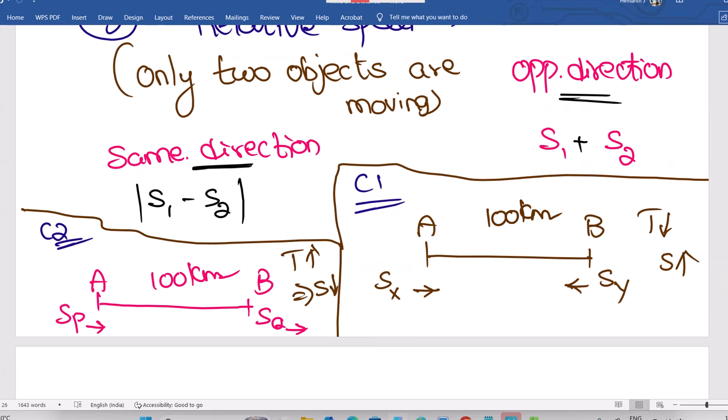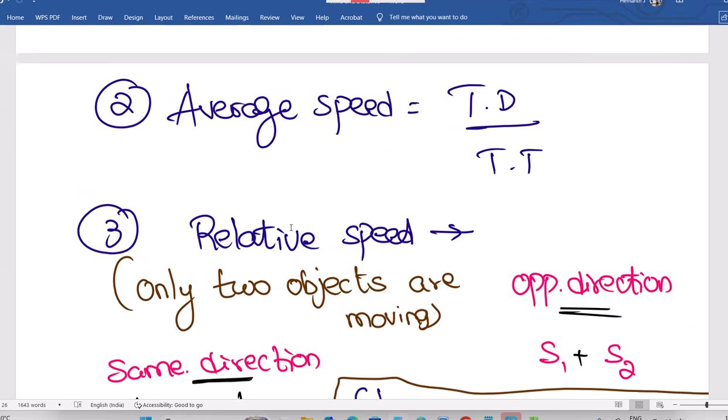When a train is crossing a man walking, the train is moving and the man is also walking, then depending on whether it is opposite direction or same direction, the speeds will be added or subtracted. That's why I clearly mentioned two objects moving. In some cases three objects are moving, but you can apply relative speed only considering two at a time. If there are three, take two among them and apply it. You cannot take all three at a time. So that is the relative speed concept and average speed.